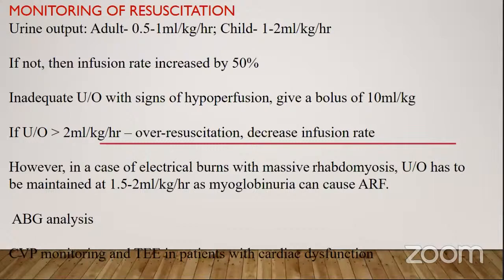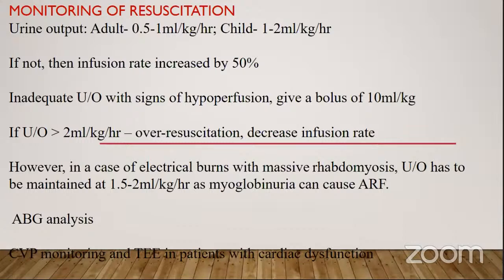Children, 1 to 2 ml per kg per hour. If this is not adequate, the infusion rate will be increased by about 15%. If urinary output is not adequate, it will indicate hypoperfusion, and a bolus dose can also be given, a bolus dose of 10 ml per kg. If urinary output is more than 2 ml per kg in an adult, it can be a pointer to over-resuscitation, and the fluid infusion should be decreased.